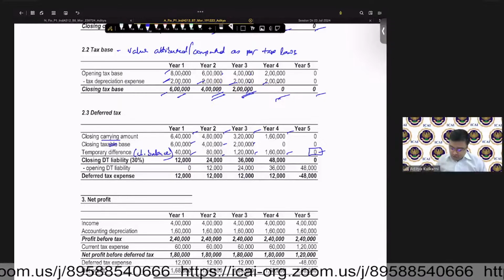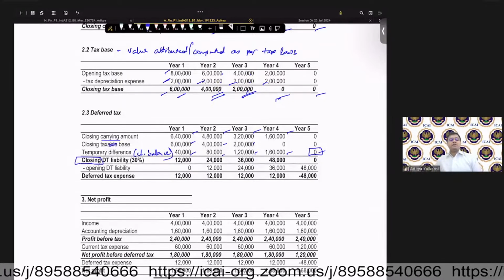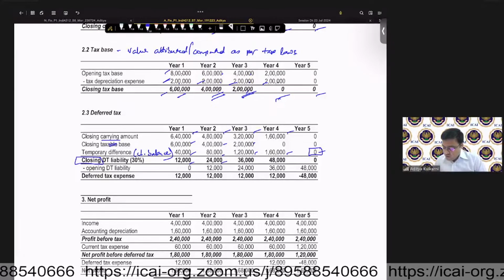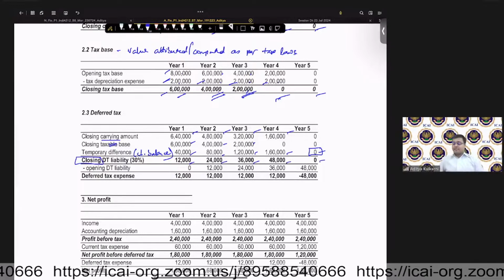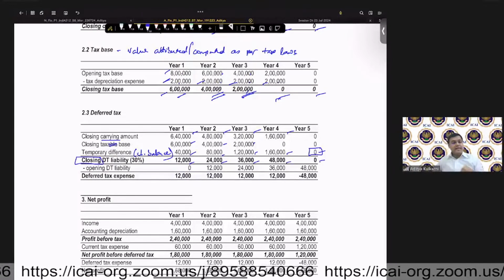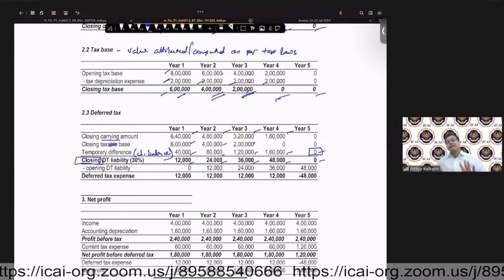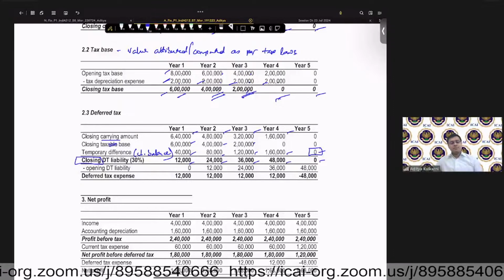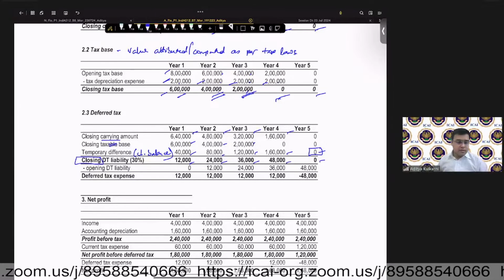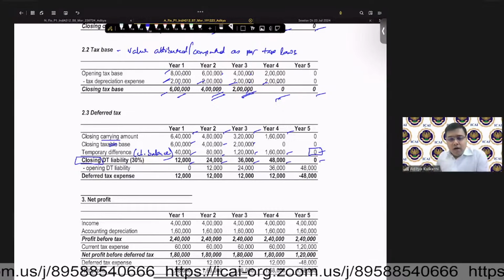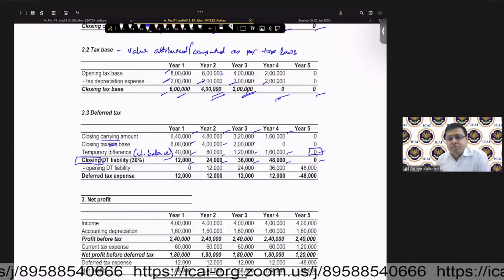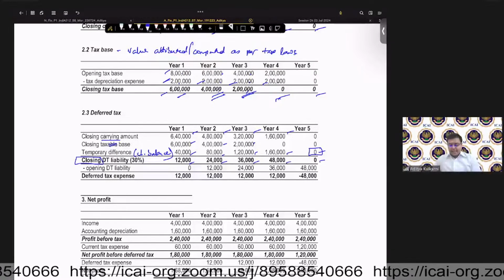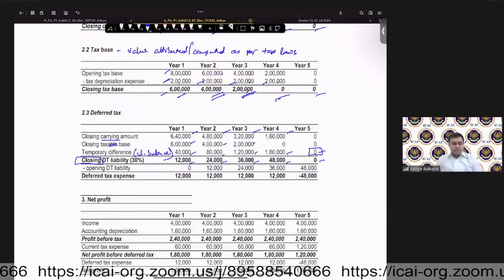So this gives rise to a closing deferred tax at the rate of 30%. So 12,000, 24,000, 36,000, 48,000 and 0. Is it okay till now? Why it is a liability, I will explain. Right now, I am only saying it is a closing deferred tax. Is it okay? So your closing deferred tax liability.